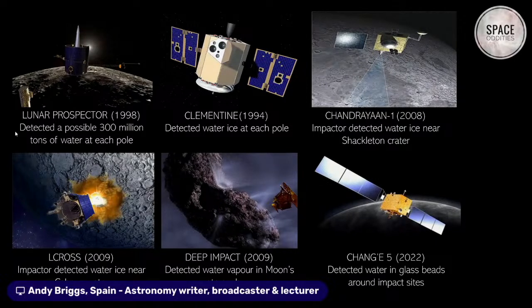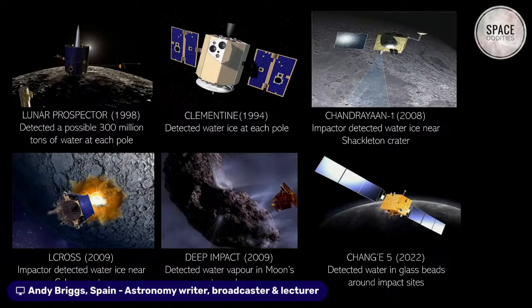But on its way to the asteroid, it bypassed the moon, and it actually detected water vapor in the moon's atmosphere. And if you're going to turn around and say that the moon hasn't got an atmosphere, well, yes, it has. It's just a very, very thin one. But the Deep Impact mission detected water vapor in that atmosphere.